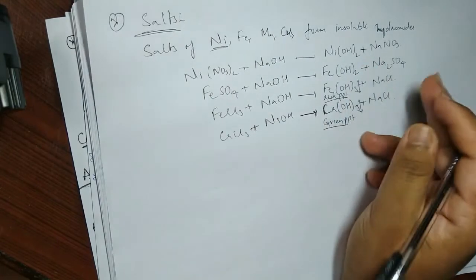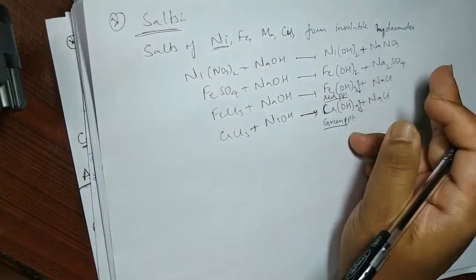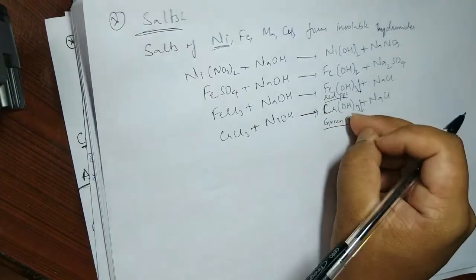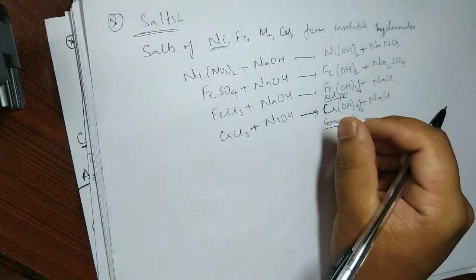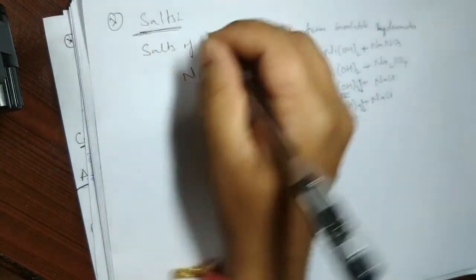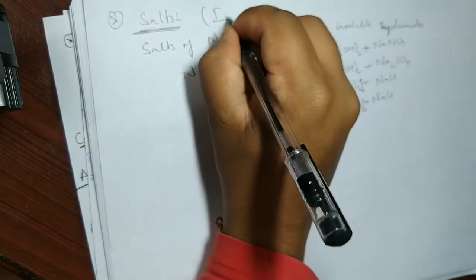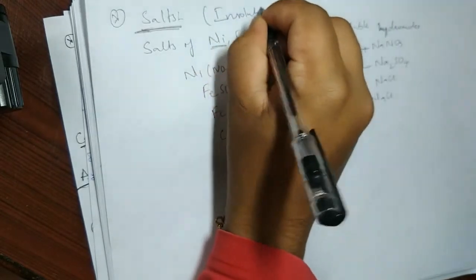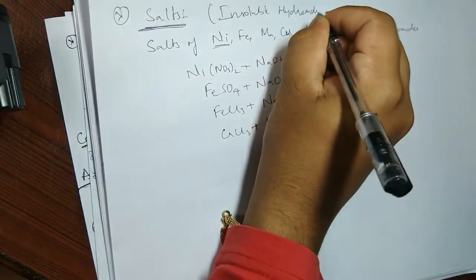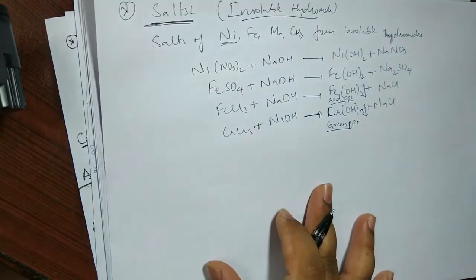Okay, so we have some more reactions with manganese. We have manganese hydroxide, which is buff colored, and copper sulfate we have blue colored, obviously. Fine, so these are the reactions of salts, and all these things are what? Insoluble hydroxides. Now let's talk about the soluble hydroxides.